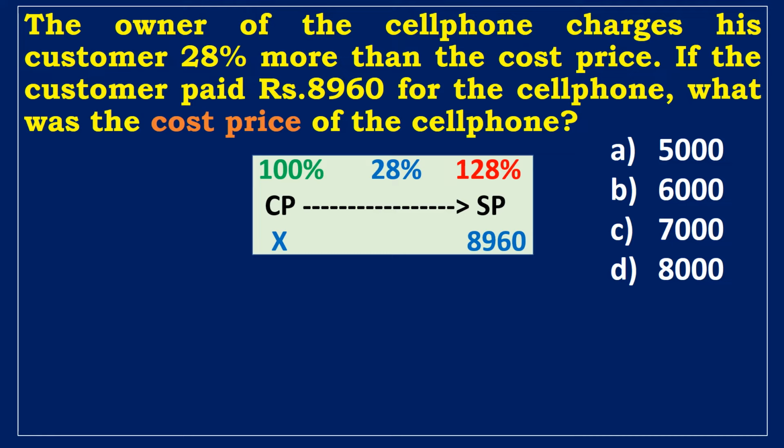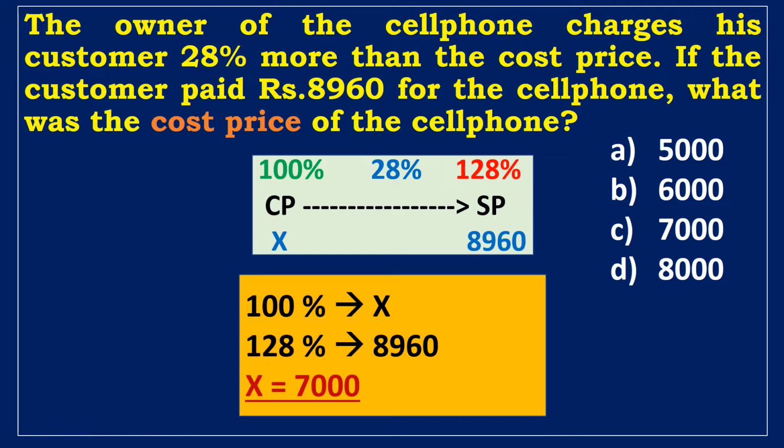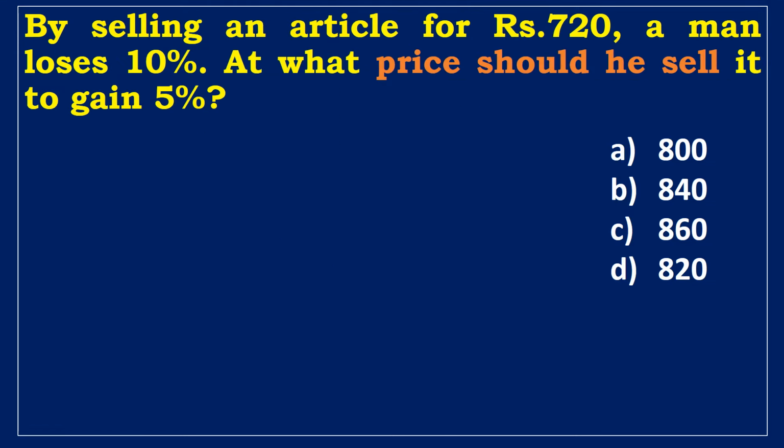To calculate the cost price, we must create two equations, where 100% is X, and 128% is 8,960 rupees. Divide both sides of the second equation by 128 to obtain 1%, which is 70. Then, 100% equals 7,000. Let's look at another example.